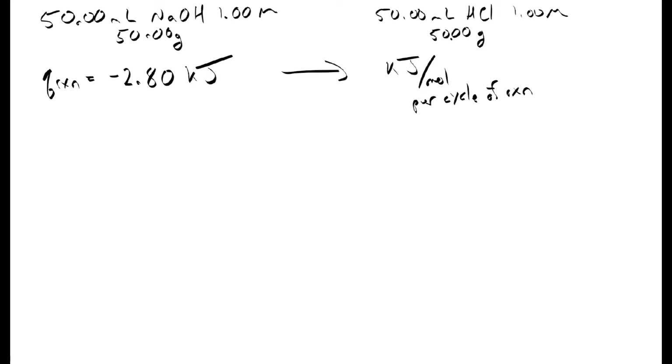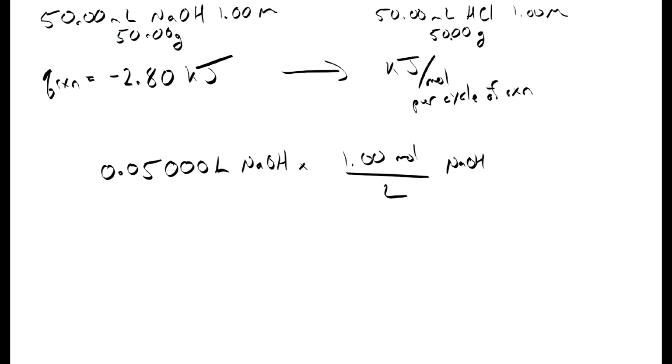So we normalize this, just like we did for limiting reagent problems. Okay. So what that means is that you could focus on either reactant here, but we had 0.05000 liters of sodium hydroxide at 1 mole per liter of sodium hydroxide. It gives us 0.0500 moles of sodium hydroxide. So that's what we're really focusing on.